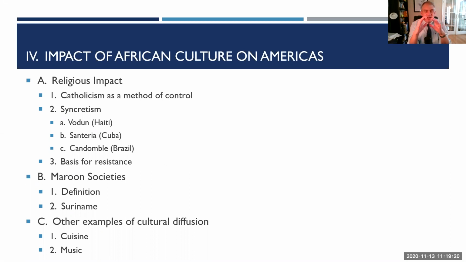So, that is the broad overview of the transatlantic slave trade. Again, always come to class with your questions, or use your notes from class to reinforce what was lectured on here. So if you have any questions, as always, reach out.